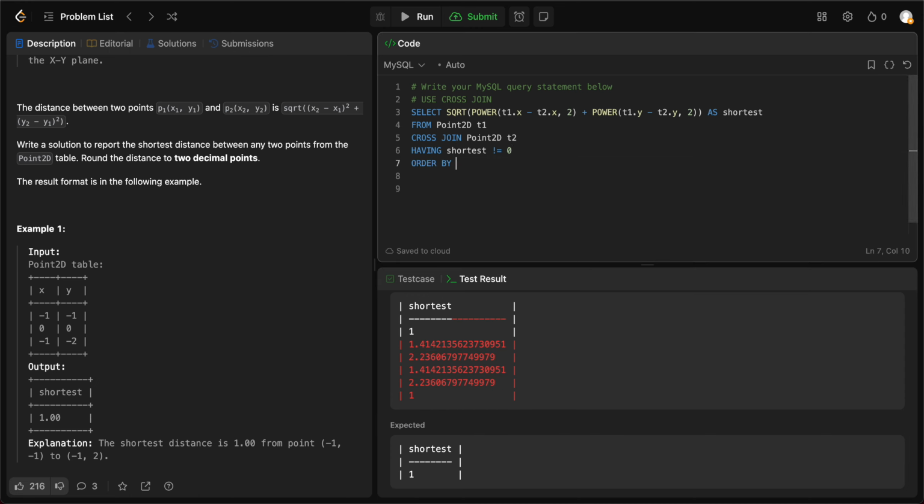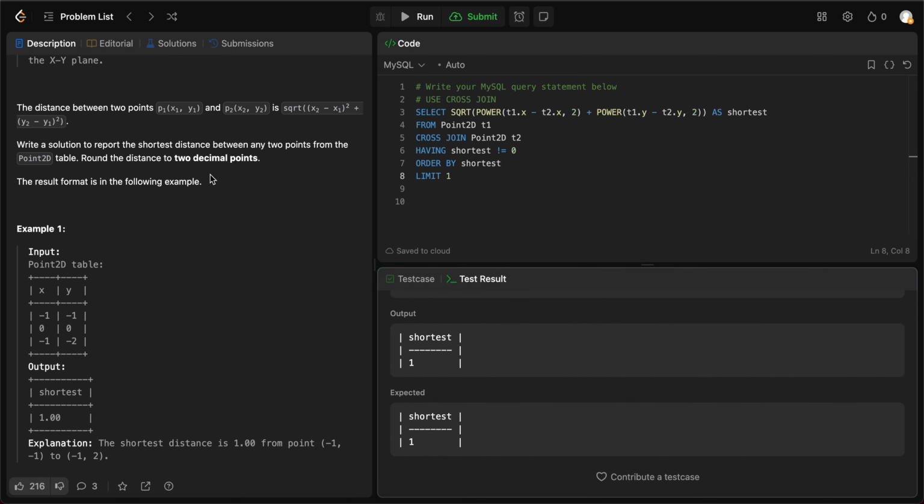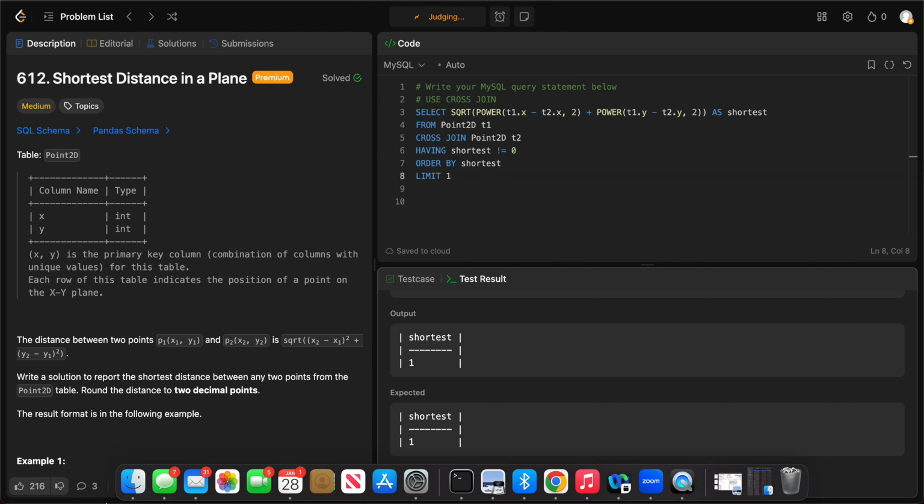All right, so what do we need to do next? We need to order it by, so we need to get the shortest distance. And when you order it, it always happens in ascending order, so we don't have to do anything there. And then we need to limit it by 1, since we care only about the shortest. So let's try running this now. And this gives us 1, which is awesome. Let's try submitting this.